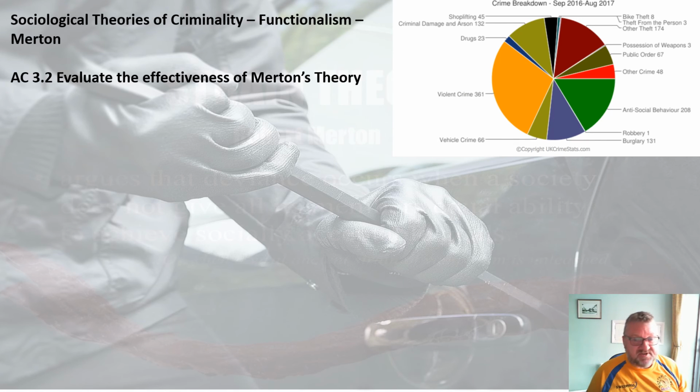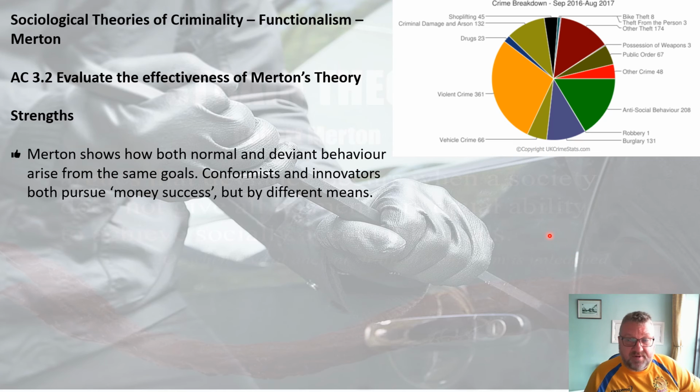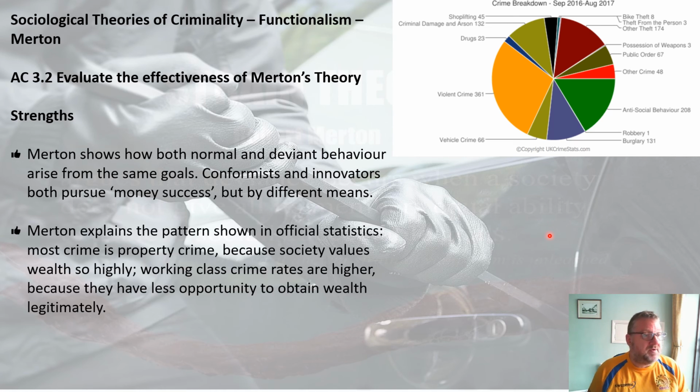So let's evaluate Merton. Starting with the strengths, well, he shows how both normal and deviant behaviour arises from the same goals. Conformists and innovators both pursue money success, but they do it by different means. One legal, another illegal. Merton explains the pattern shown in official statistics like these here. Most crime tends to be property crime because society values wealth so highly. Working class crime rates are higher because they have less opportunity to obtain wealth legitimately.